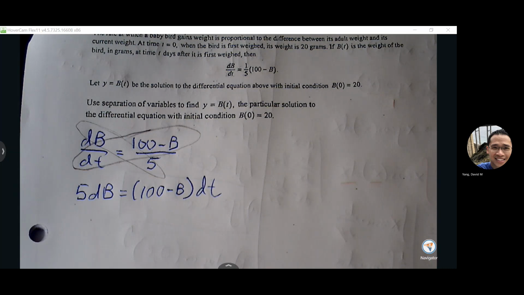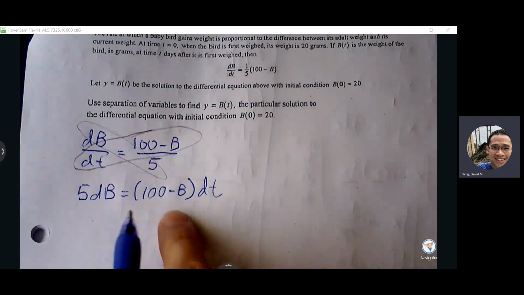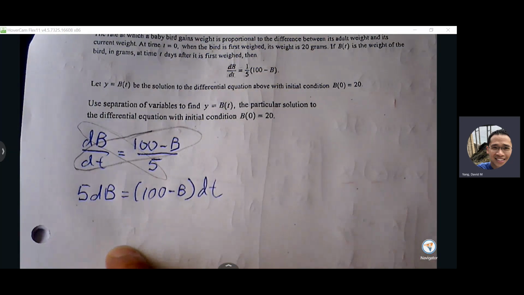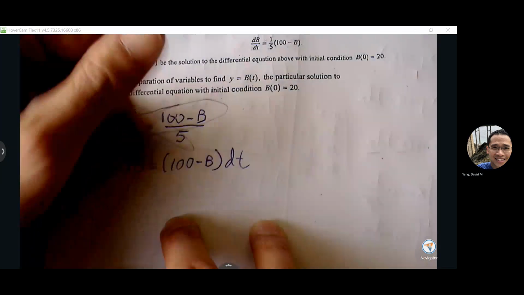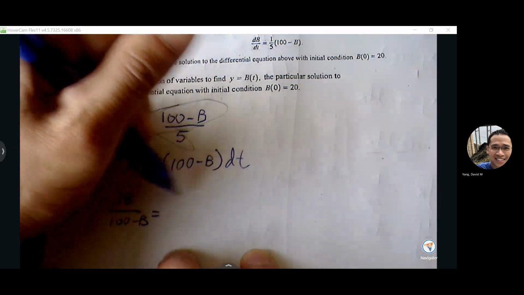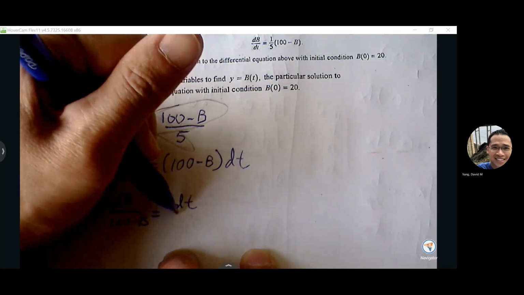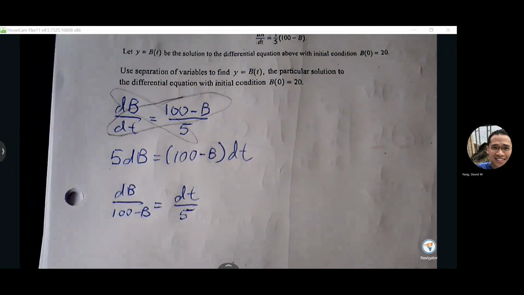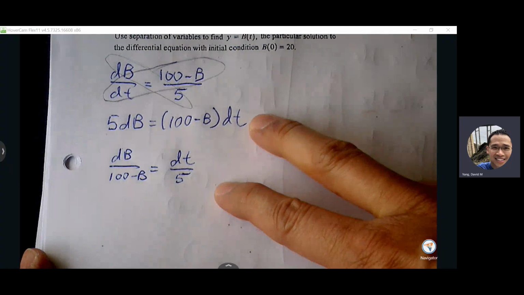Yeah, the 5, it's okay if you leave it on the left side, but I always say that you want to leave the left side as minimal as possible. So anything that doesn't have to be on the left side, just go ahead and move to the right. So again, I'm going to do a double division here. The 100 minus b is going to be in the denominator on the left side. And also, I'm going to divide that 5 over to the right side. Okay, everybody goes from here to here.